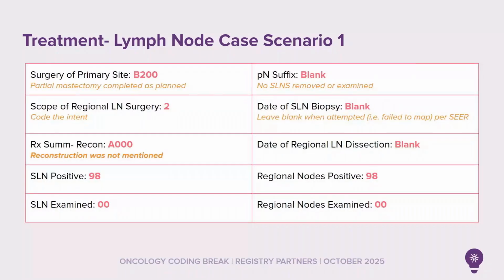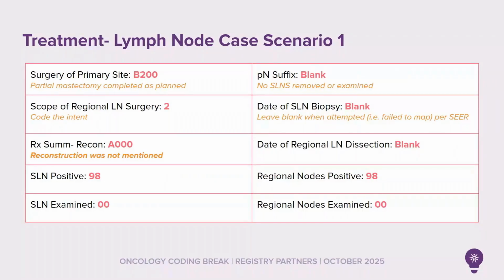How do we code the situation when the sentinel lymph nodes failed to map? Surgery primary site will be B200 for partial mastectomy. Per the op note, the planned procedure was a partial mastectomy, and this was completed as planned. Scope of regional lymph node surgery will be 2 for the sentinel lymph node. We're coding the intention of this procedure.